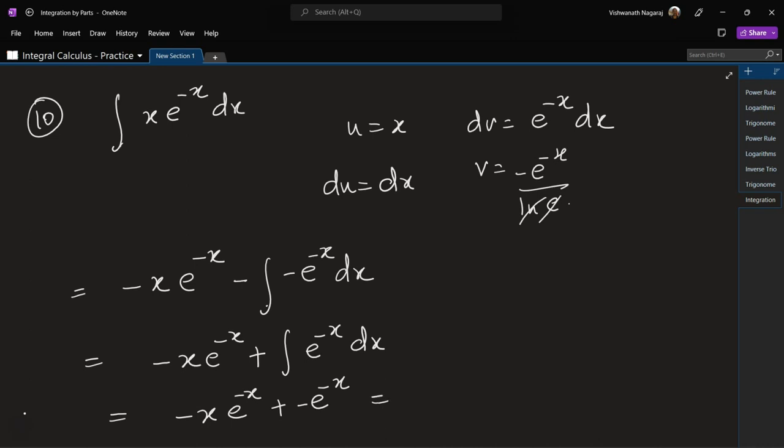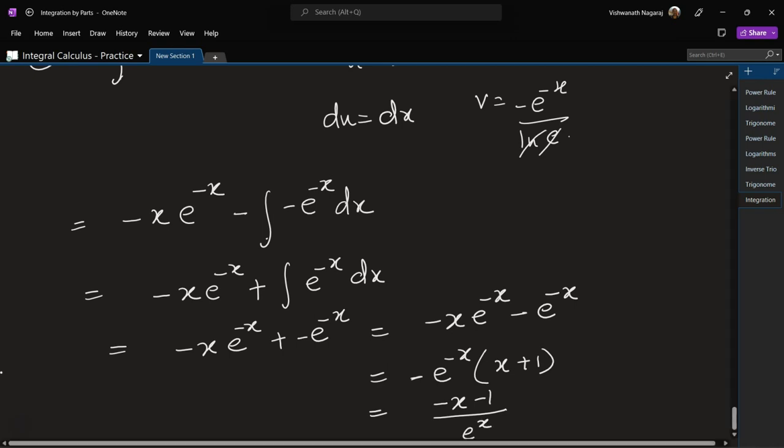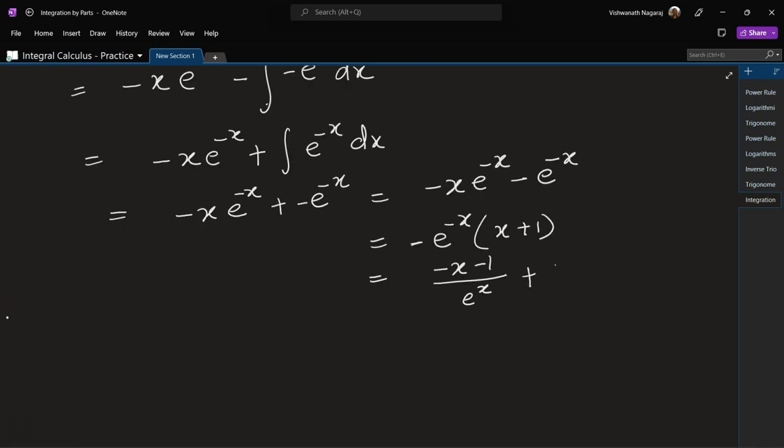So this would be minus x e to the power of minus x minus e to the power of minus x, and we have e to the power of minus x common. So let's take it out and let's say x plus 1. And since the exponent of e to the power of minus x is negative, let's take it down, e to the power of x. So that is the integral plus c. We should not forget that.